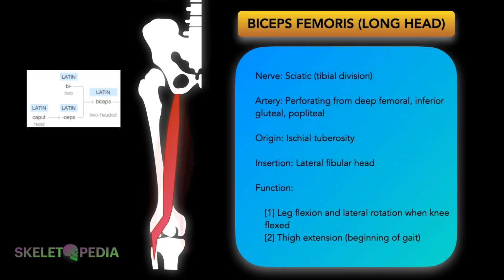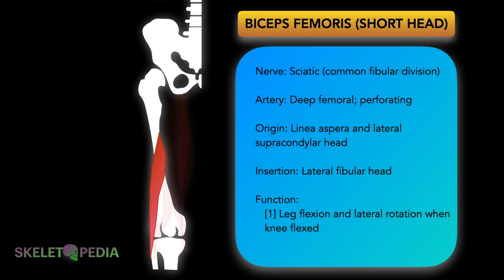The first muscle we'll discuss is the biceps femoris, particularly the long head, which is innervated by the tibial division of the sciatic nerve. It's supplied by perforators from the deep femoral, inferior gluteal, and popliteal artery throughout its course. This muscle originates from the ischial tuberosity and inserts at the lateral fibular head. The function is to flex and laterally rotate the leg when the knee is flexed. Also, it assists with thigh extension during the beginning of gait.